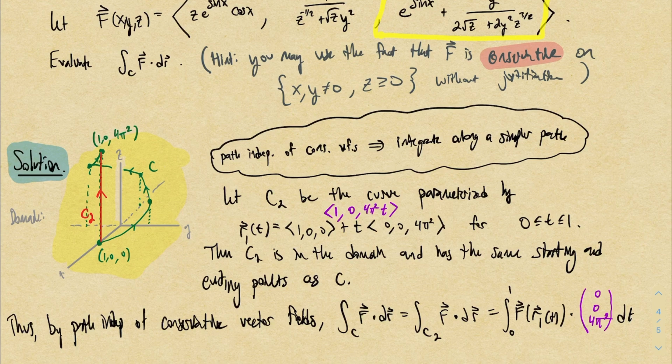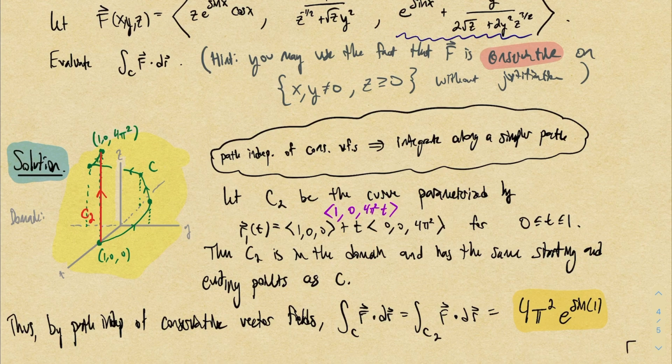But when we plug the parameterization into this vector field component, y is 0, so this whole term goes away. x is 1, so the z component of the vector field along this curve is just e to the sine of 1. So the integrand in our new integral is the constant 4 pi squared times e to the sine of 1. And integrating that from 0 to 1 gives you 4 pi squared e to the sine of 1. Again, that last step was a little fast, but I'm just evaluating the line integral over this new red curve as usual. But with that, we're done.